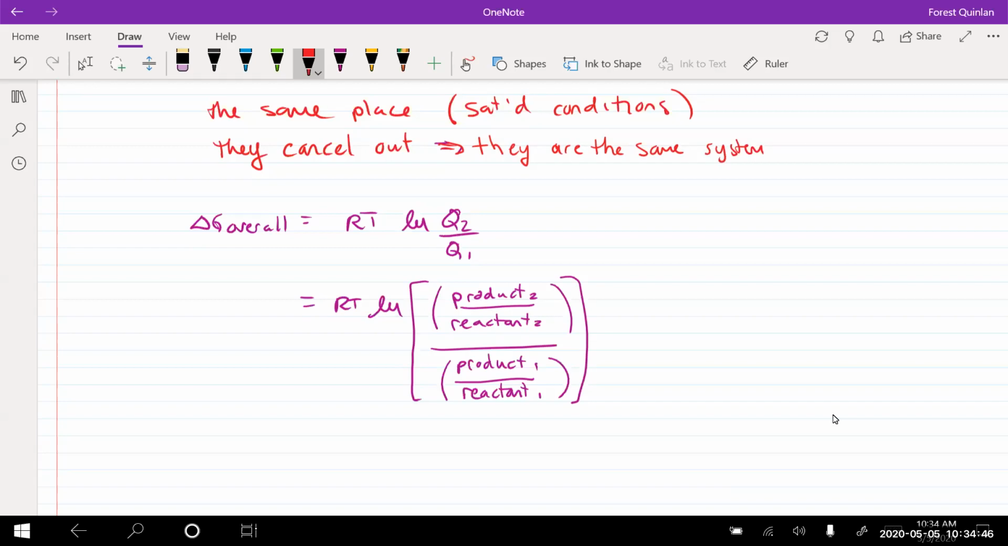So I get rid of them. I simplify the delta G to be RT ln Q2 over Q1. So remember, this is dilute over concentrated, right? So this is the dilute, and there's the concentrated. Now what I want us to take a look at is the expanded natural log, where I say product 2 over reactant 2 and product 1 over reactant 1.